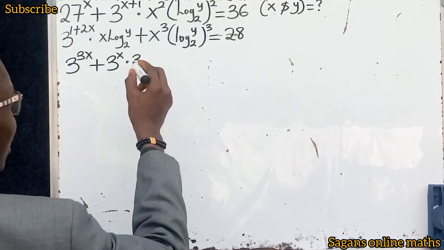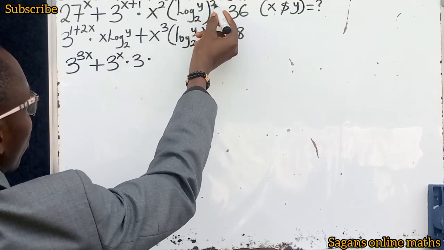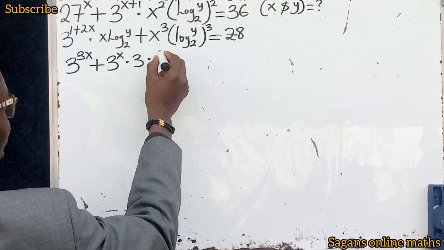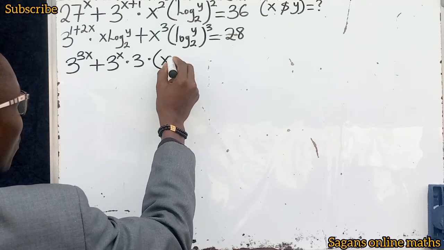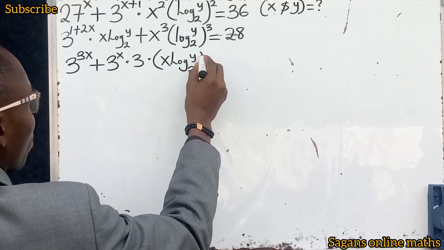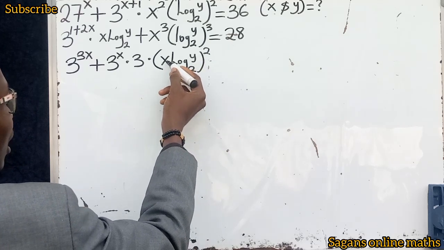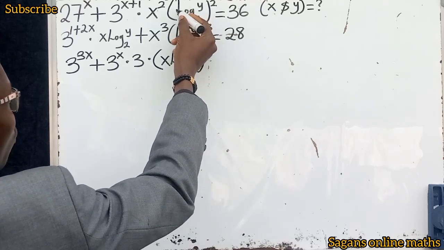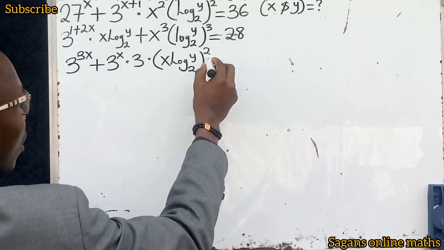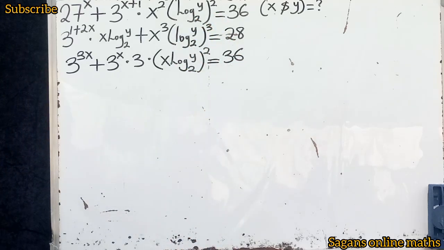Then multiplied by, now I can see that here we are having square, and here we are having square, so we are not wrong. So we decide to write it as x multiplied by log y base 2, all to the power of 2. It means that this power is affecting the x and also affecting the log y base 2. All this equals 36. Wow, this is marvelous.